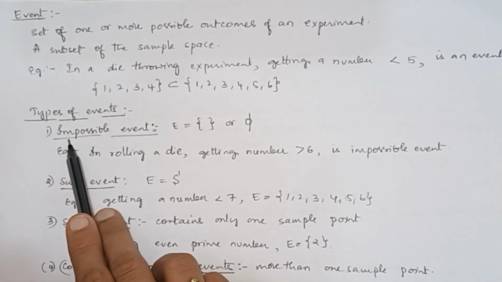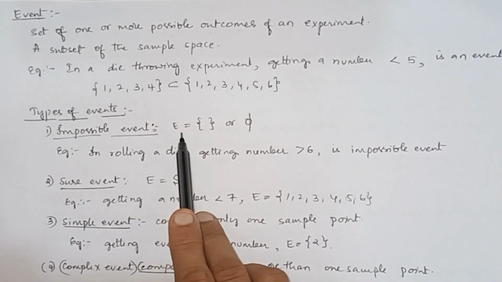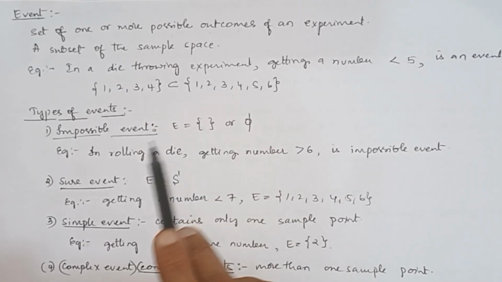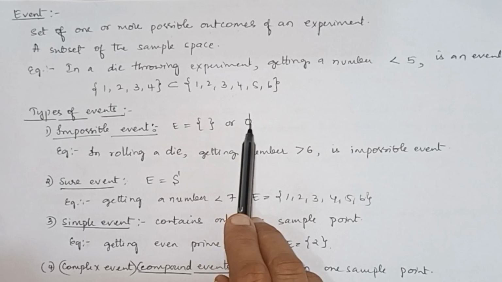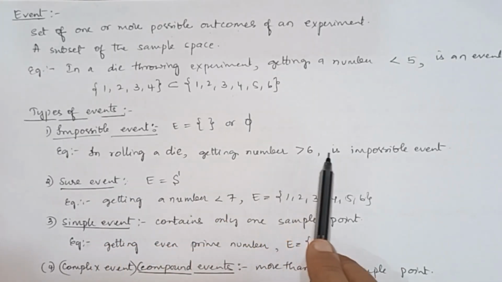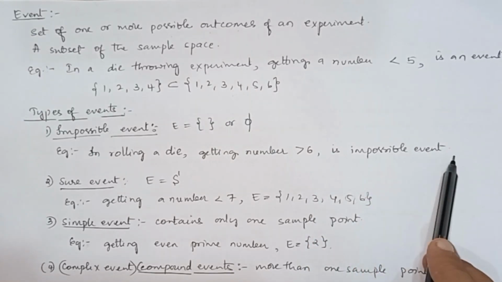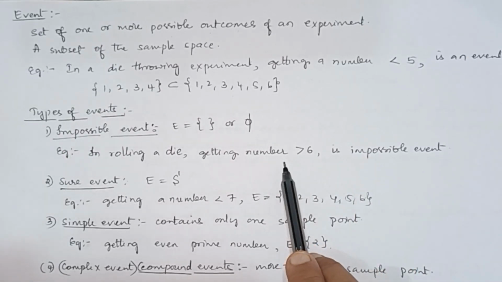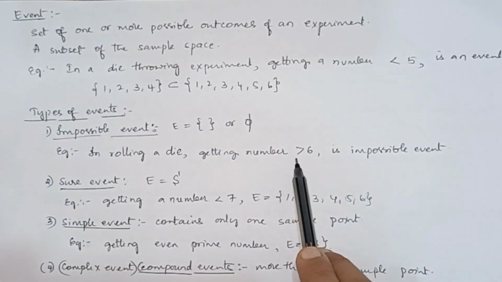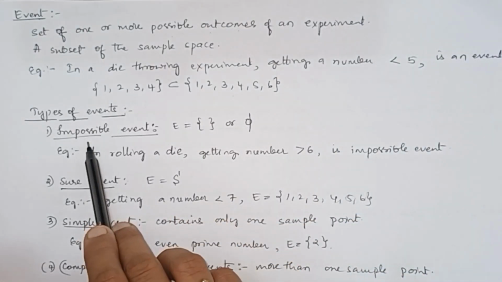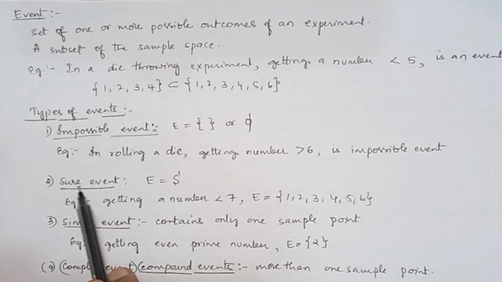So the first type is impossible event. Impossible event corresponds to the empty set or null set, because the empty set is a subset of every set. For example, in rolling a die, getting a number greater than 6. This is an impossible event because all possible outcomes are 1, 2, 3, 4, 5, 6. When you roll a die, you can never get a number greater than 6. Hence, the event corresponds to a null set. It's an impossible event.